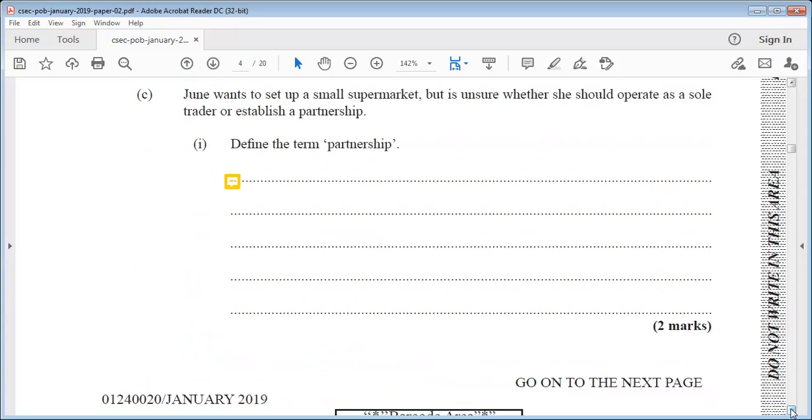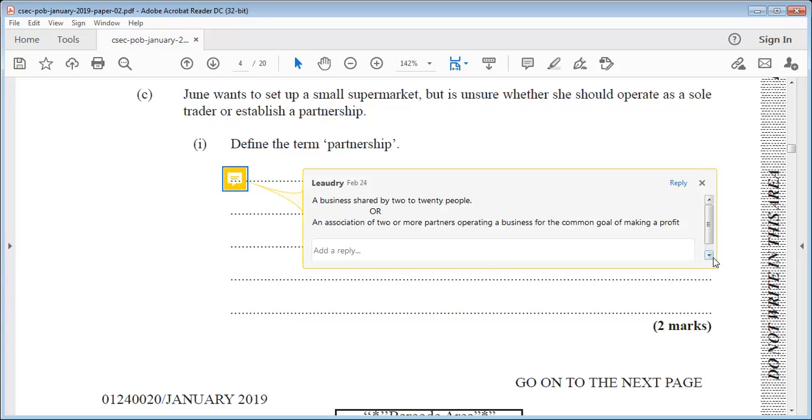Let's move on to C. It says, June wants to set up a small supermarket, but is unsure whether she should operate as a sole trader or establish a partnership. The first part of the question says, define the term partnership.